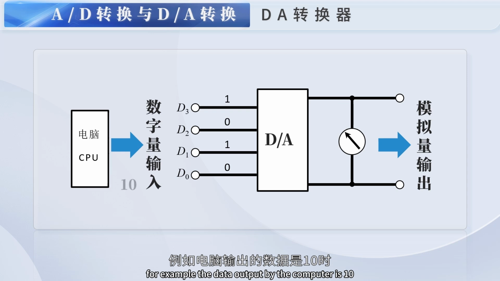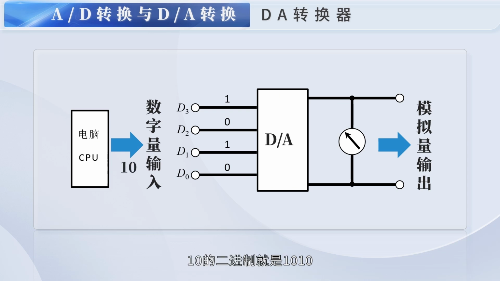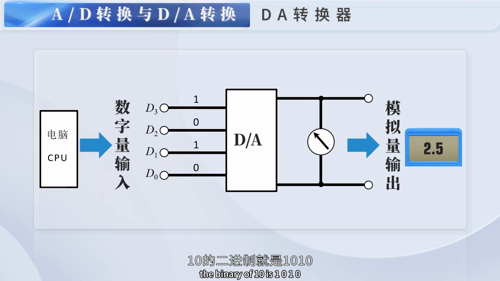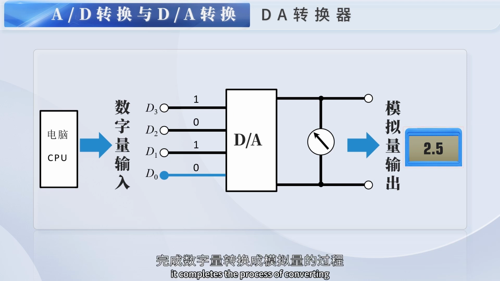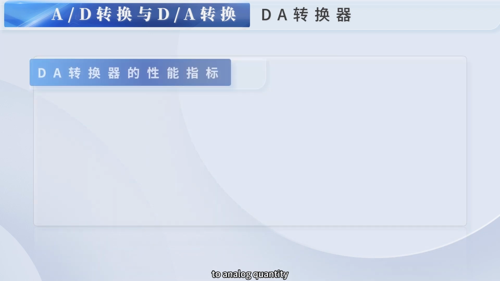For example, the data output by the computer is 10. The binary of 10 is 1010. Corresponding to the voltage of the input pins of the DA converter, the third is high level, the second is low level, the first is high level, and D0 is low level. The output voltage of the DA converter is 10 times 0.25 volts, which is 2.5 volts. It completes the process of converting digital quantity to analog quantity.